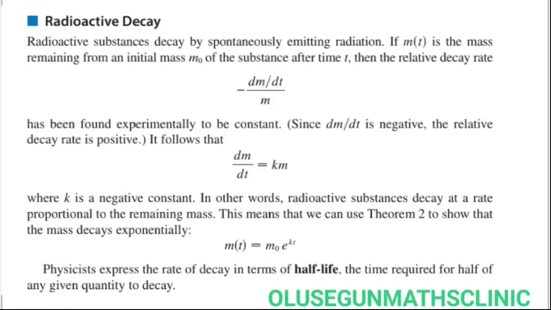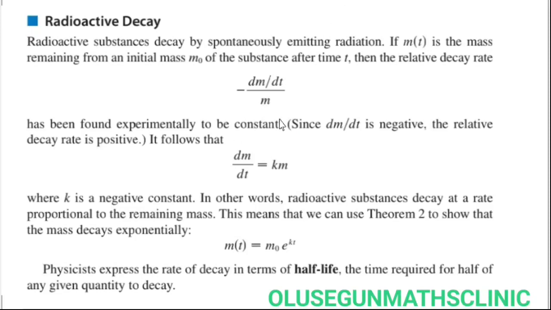Radioactive decay. Radioactive substances decay by spontaneously emitting radiation. If m(t) is the mass remaining from an initial mass m0 of the substance after time t, then the relative decay rate, which is minus dm/dt divided by m, has been found experimentally to be constant. Since dm/dt is negative, the relative decay rate is positive.